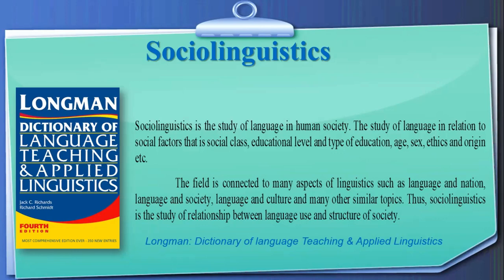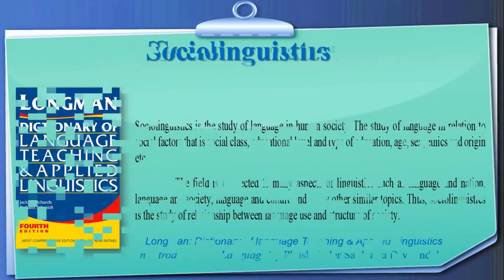The field is connected to many aspects of linguistics, such as language in nation, language in society, language and culture, and many other similar topics. Sociolinguistics is the study of the relationship between language use and the structure of society. So when we talk about sociolinguistics, we are talking about language and society or culture. They come across different issues, and these areas or issues are called sociolinguistics.